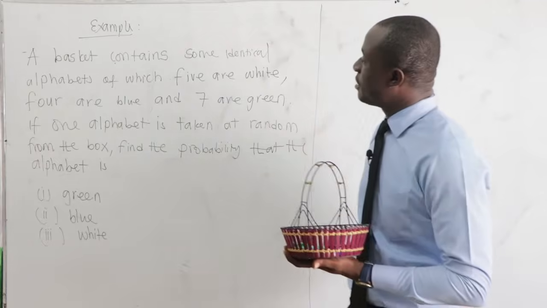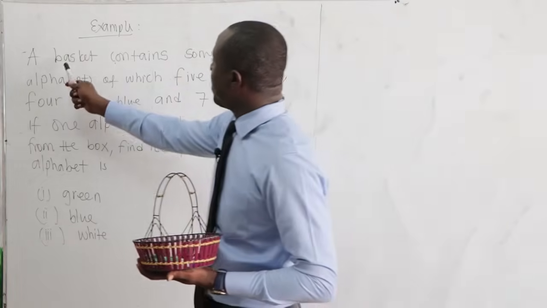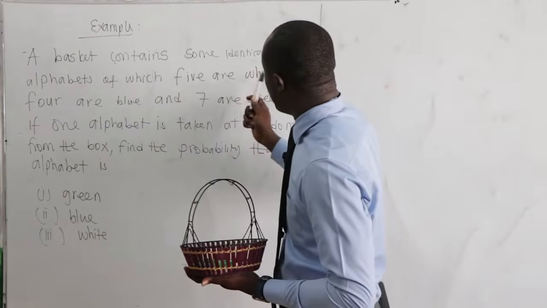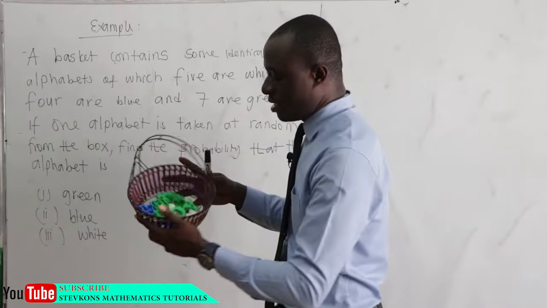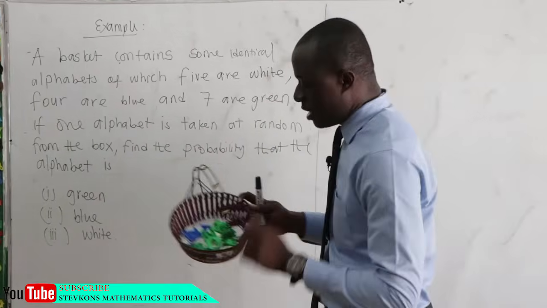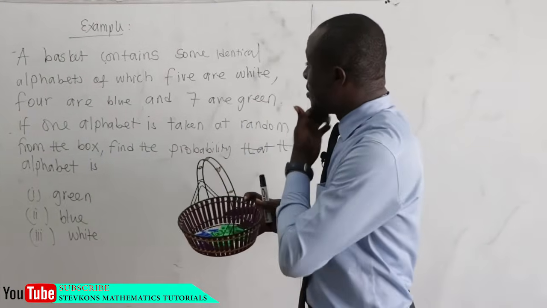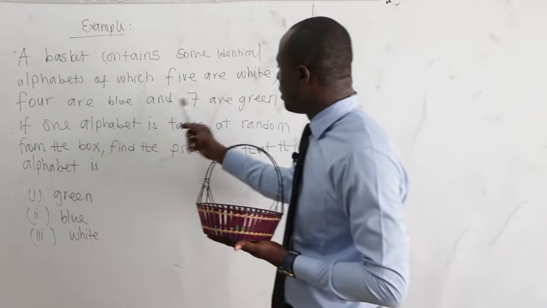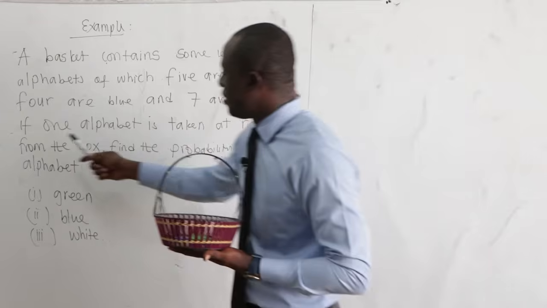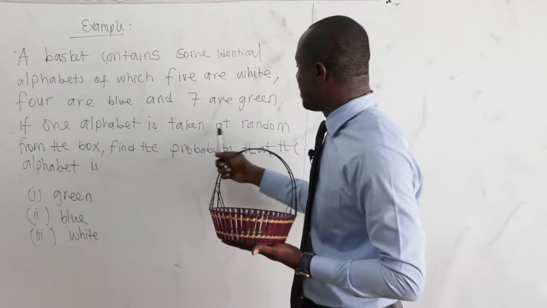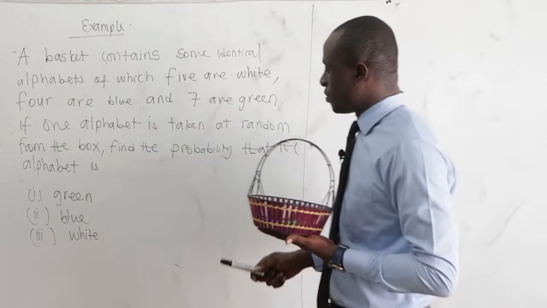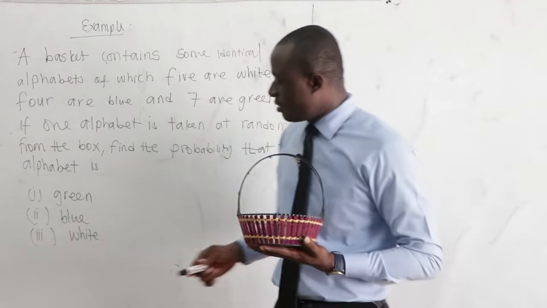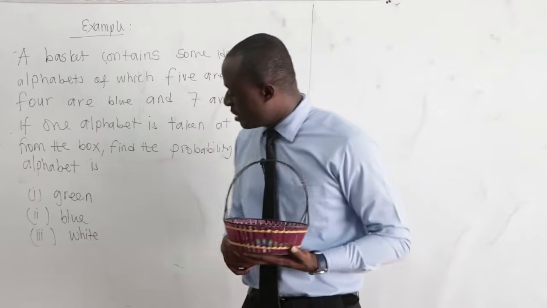Now let's consider this example on the board. A basket contains some identical alphabets, of which 5 are white. So this is the basket that I have over here. It contains some white alphabets. It says that 5 are white, 4 are blue, and 7 are green. If one alphabet is taken at random from the box, you find the probability that the alphabet, the first one says is green, second one says that is blue, and then the third one says that it is white.